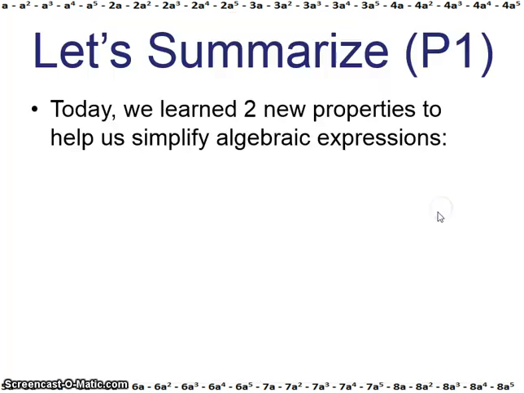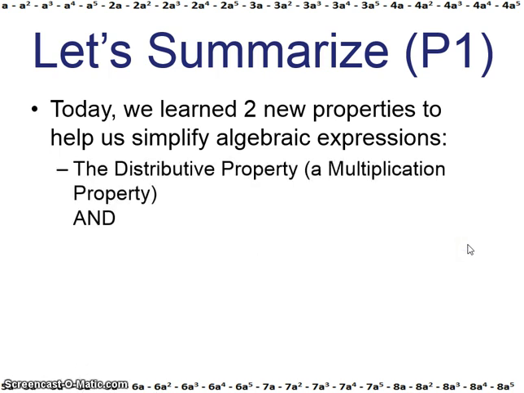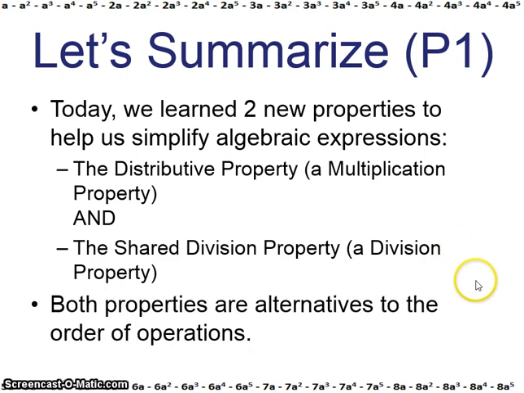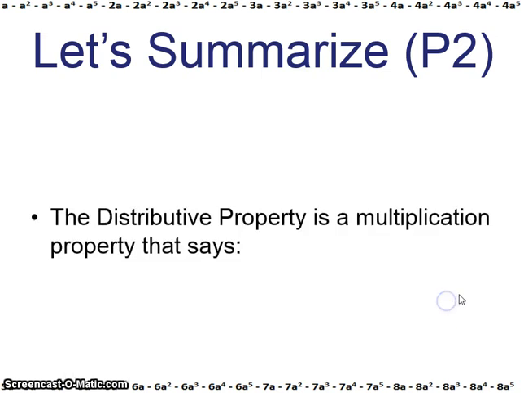So let's summarize what we've learned. Today we learned two new properties that help us simplify algebraic expressions. We used the distributive property, which is a multiplication property, and the shared division property, which is a division property. Both properties are alternatives to the order of operations.